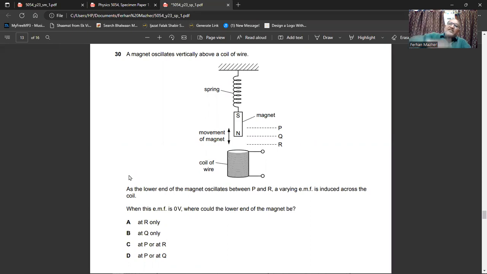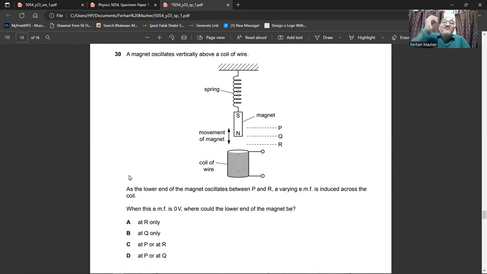You see, when the magnet moves relative to the coil, the EMF will be produced. Remember, EMF will be induced in the coil when the magnet is moving relative to the coil. If the magnet stops moving relative to the coil, the EMF induced will become zero. So we have to look during this motion, when that magnet is vibrating, because it's attached with a spring, so it's vibrating between P and R.